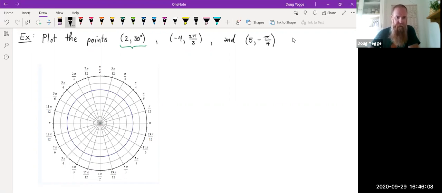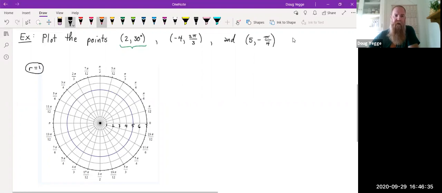So we're obviously starting at the pole. And let's just assume that on this diagram, r is equal to 1. So each of our concentric circles is a radius of 1. So this would be 1, 2, 3, 4, 5, and so on. Okay. Sometimes it might be scaled differently, so we just have to pay attention to that.